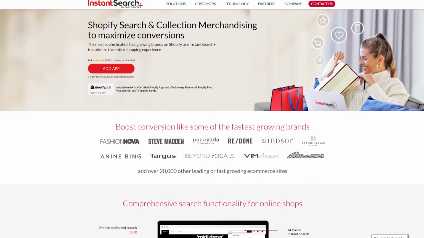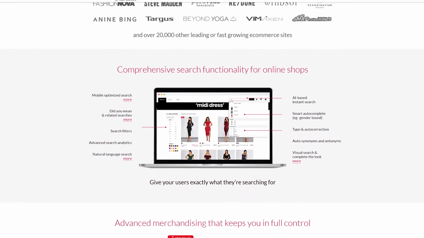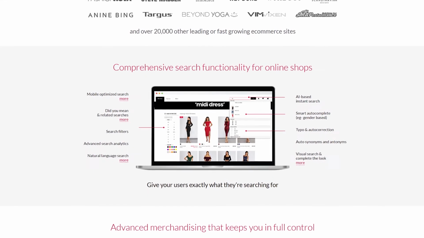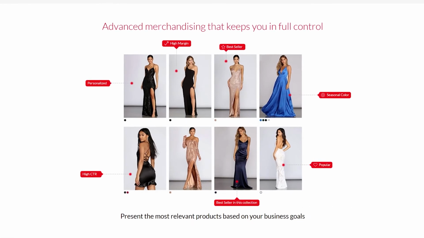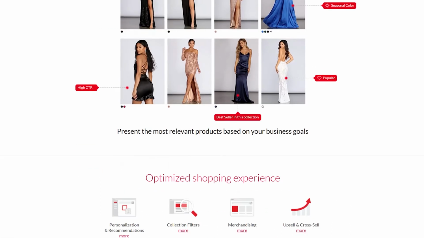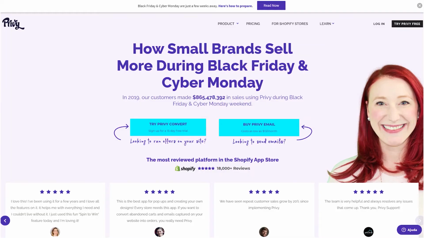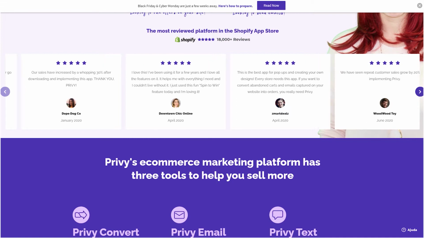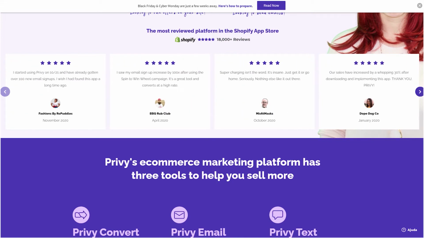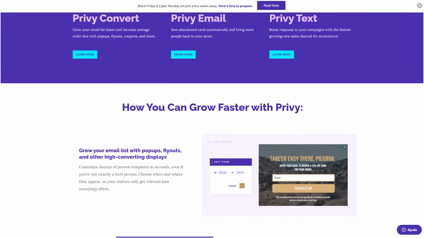Instant Search Plus. If your Shopify store has a large inventory, this is a great app for ensuring customers can easily search through it. You only have 15 seconds to show visitors what they want before they bounce, so an effective search bar is essential to keeping your bounce rate low and your conversions high. Privy. You can leverage this user-friendly pop-up software to help convert shoppers who are leaving your site empty-handed and to grow your email list too, something you can use to boost conversions even further.